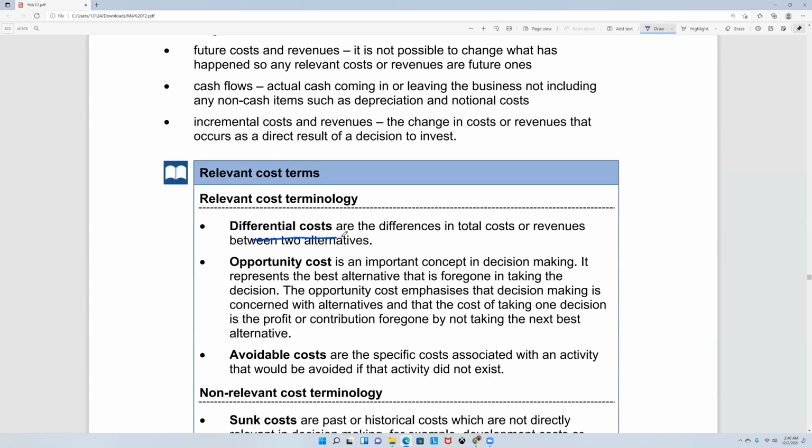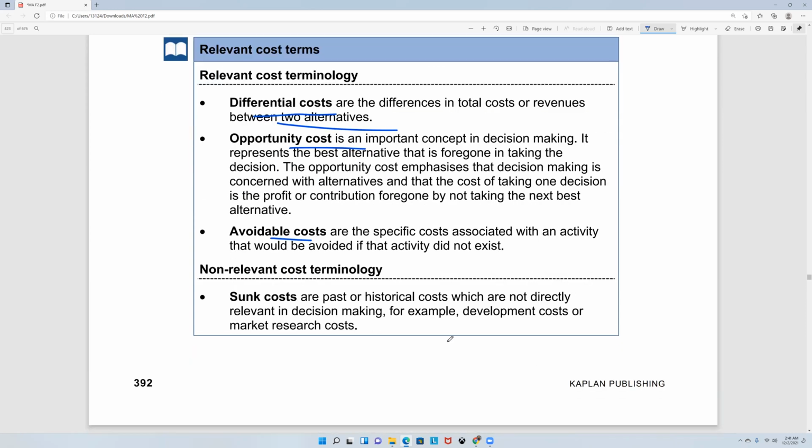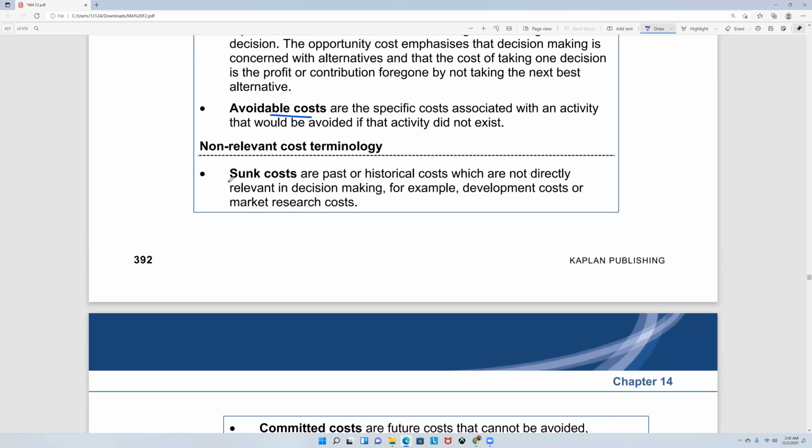Like differential cash flows, which are nothing but differences in total cost or revenues between two alternatives. Opportunity cost is an important concept in understanding what is the next best benefit which you are foregoing. And then avoidable cost, these are something which you can avoid, but still sometimes you just go ahead with them, but if you have a bit better control, then you can easily avoid them. Then sunk cost is the cost which you have already incurred and nowhere is it going to be considered in the decision of the business.